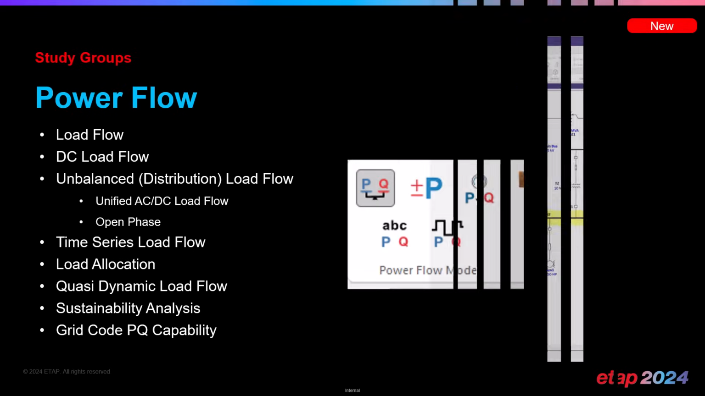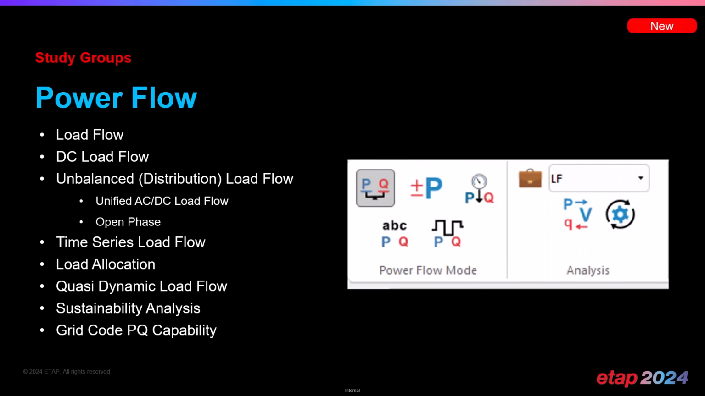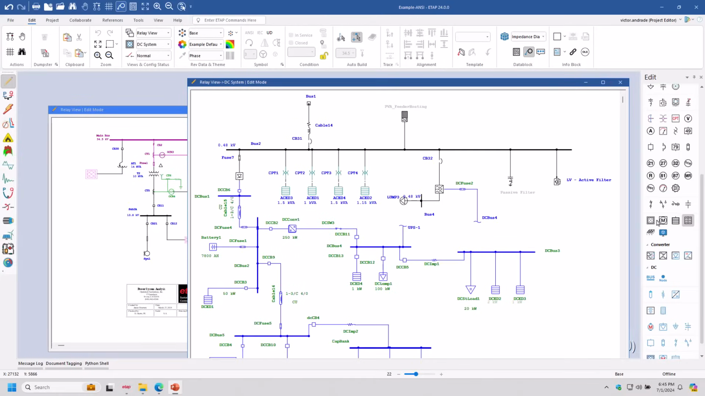So for example, the power flow group will have the load flow, the DC load flow, the imbalance or distribution load flow, which includes unified AC and DC load flow, open phase, time series load flow, load allocation, quasi-dynamic load flow, sustainability analysis, and grid code PQ capability. Now let's jump into the software so I can show you how these study groups were put together and how you can access them. So here is the ETAP interface.